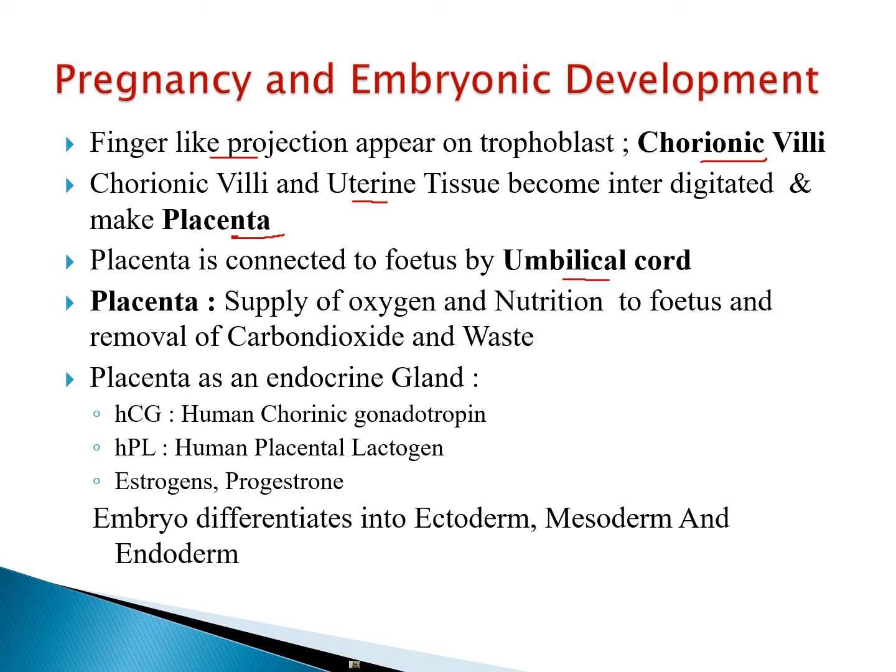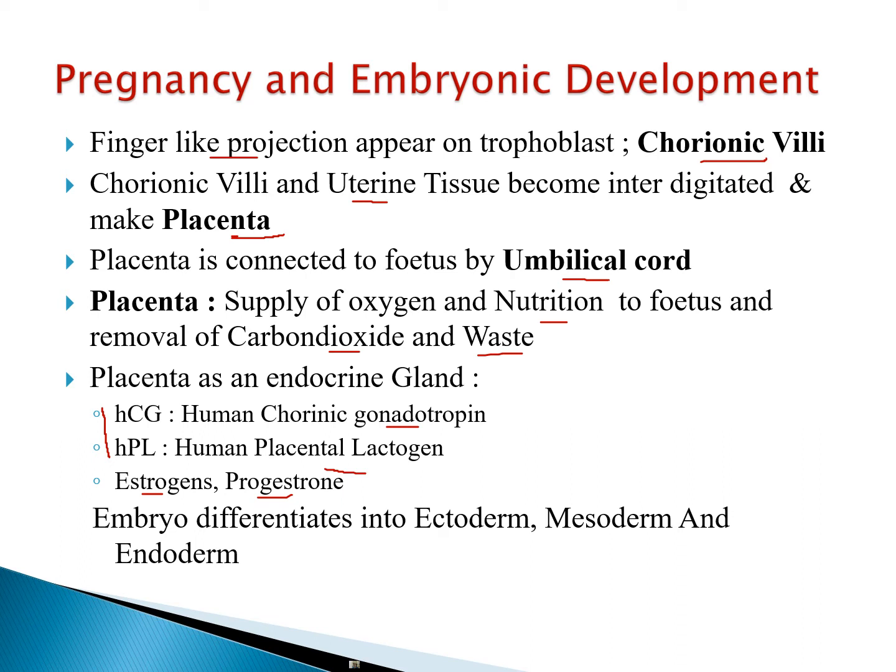The main role of the placenta is to provide nutrition and oxygen to the fetus and to remove carbon dioxide along with the waste. The placenta also acts as an endocrine gland and releases certain hormones, that is HCG, which is human chorionic gonadotropin, and HPL, that is human placental lactogen. These two hormones are released during pregnancy only. Apart from this, the placenta also releases the hormones estrogens and progesterone, and we have studied that these two hormones are also released by the ovary.